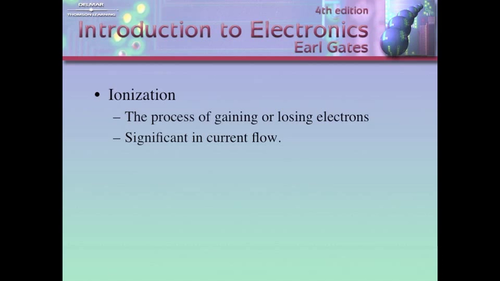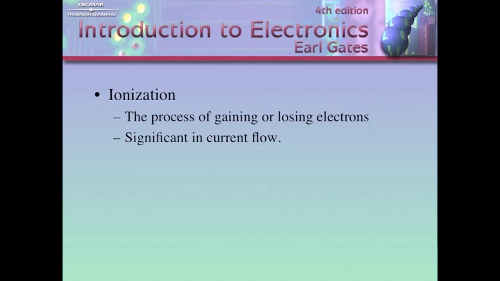That's why, again, this lecture is so important. It's so important because this shows the beginning of where electricity came from. Any questions on that? So if I apply energy to matter, I can create electricity. In this particular case, it was static electricity. So ionization is the process of gaining or losing electrons, and it's very significant in current flow.